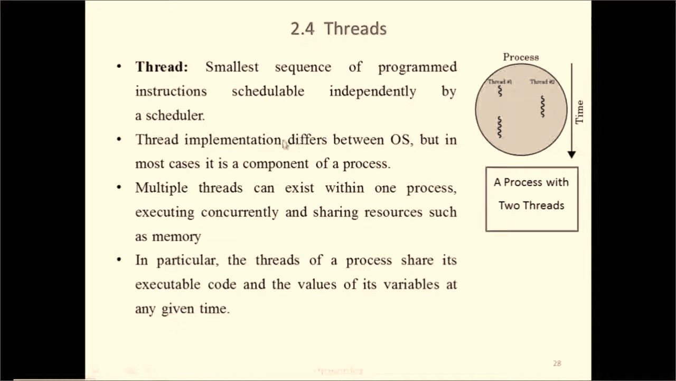Thread implementation differs between operating systems, but in most cases it is a component of a process. So it comes as a parasite of a process and doesn't exist on its own. Multiple threads can exist within one process. If you are a serious Java programmer, you will understand that one program can create multiple threads. So multiple threads can exist within one process, executing concurrently and sharing resources such as memory. Think of threads as child processes and things will become easy to understand.